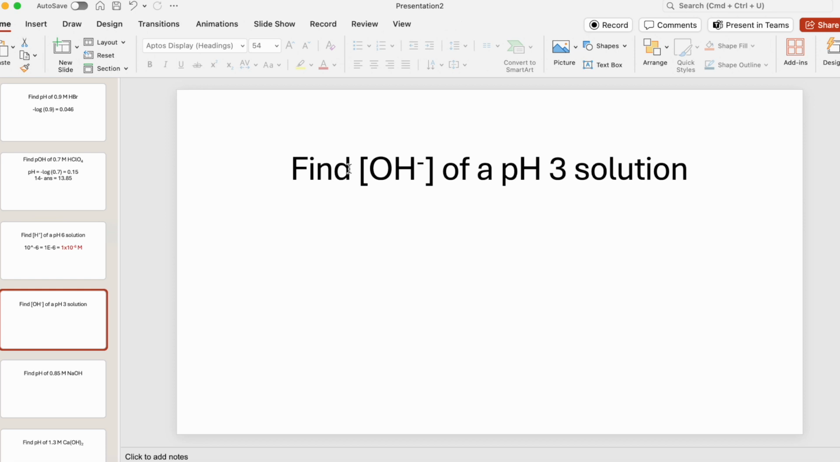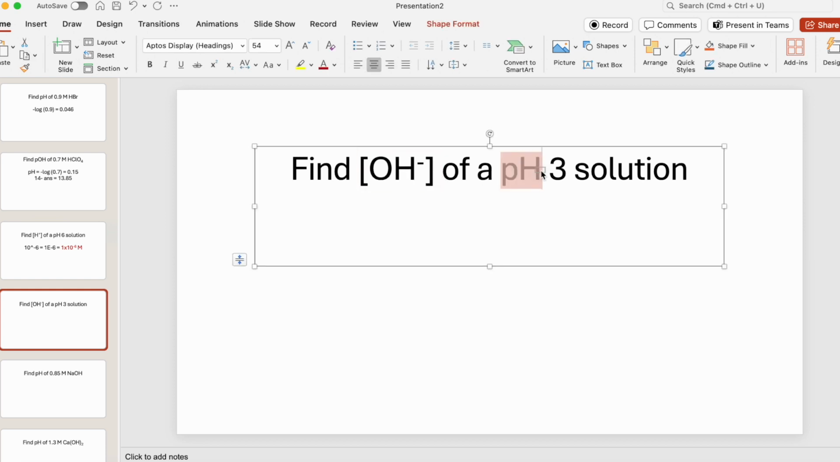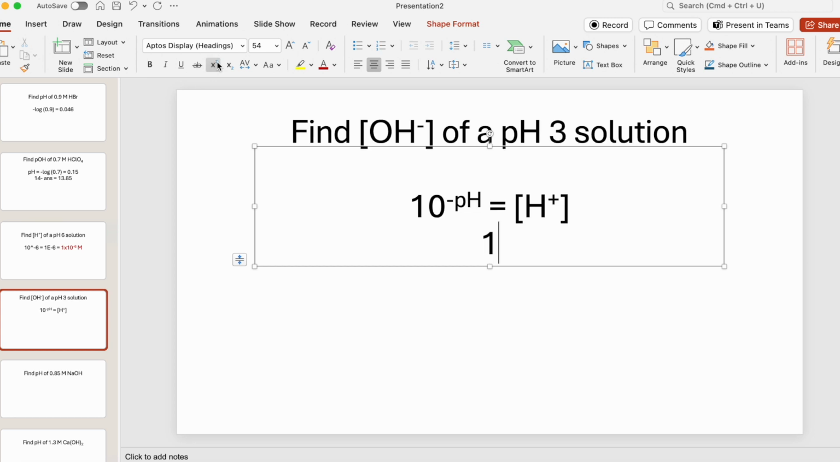If I want to find the OH concentration, but I'm given pH, I just have to do one extra step here. So there's 2 ways to solve this problem. I'm going to do the easier version, which is just to get pOH. If we know that 10 to the negative pH is equal to concentration of H+, then we also know that 10 to the negative pOH should also be equal to the concentration of OH minus. So these just come from your equation sheet.